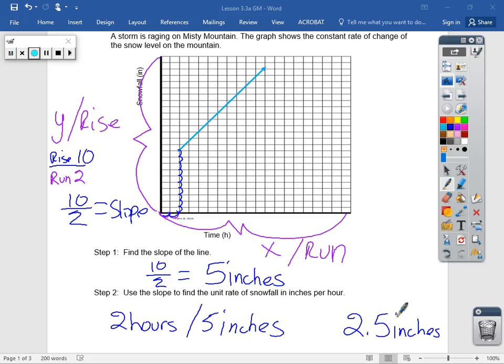And how do I know that? Because if I do 2 divided into 5, 2 goes into 5 twice. Carry down 4, which gives me 1. And I bring a 0 and a 5. 2.5. All right. So 2.5 inches an hour.